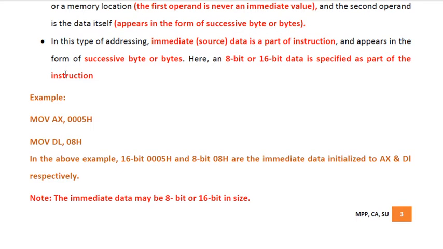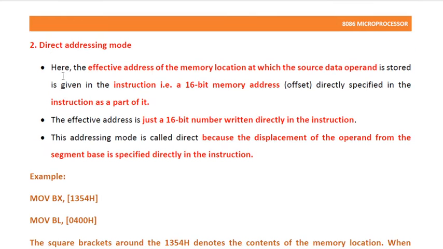So the immediate data, as I've specified, can be of 8-bit or 16-bit in size. Now the next addressing mode that you have is called direct addressing mode. Direct addressing mode basically specifies that the effective address of the memory location at which the source data operand is stored is given in the instruction. That is, a 16-bit memory offset or memory address is directly specified as a part of the instruction. So here the effective address is just a 16-bit number written directly in the instruction.